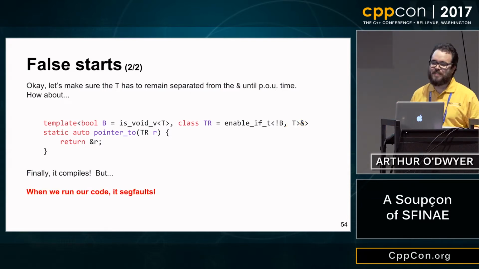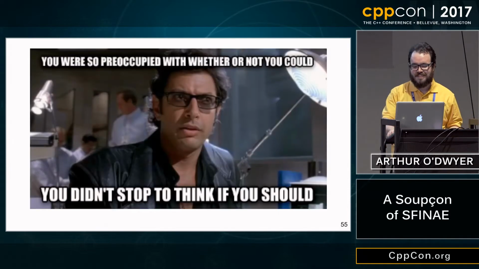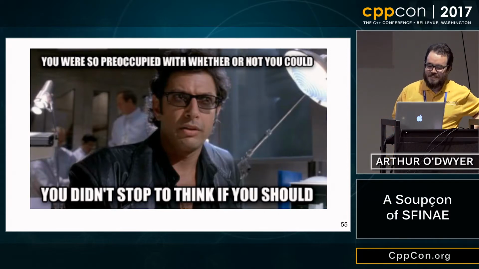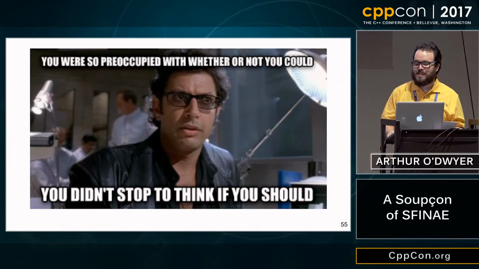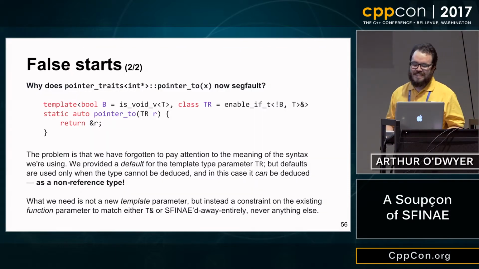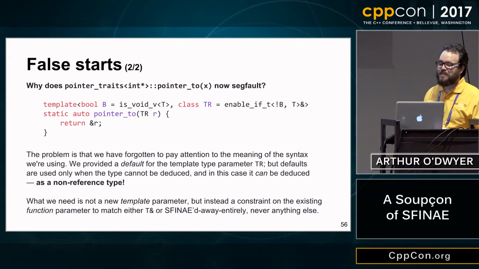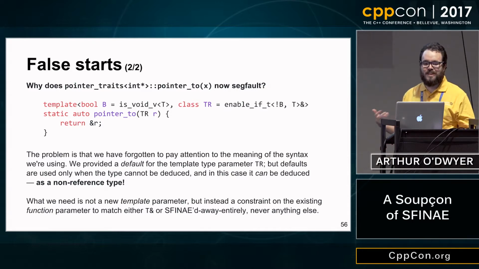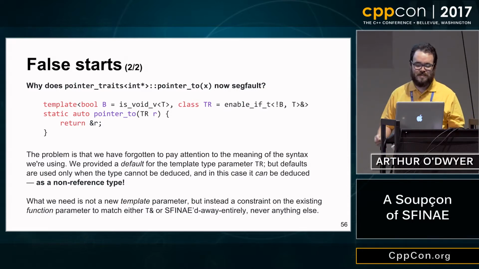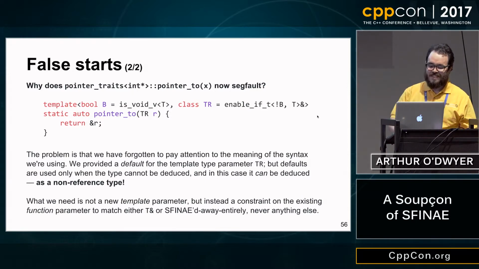When we run our code, it segfaults. We lost track of what we were actually doing other than getting the thing to compile. Now when we have pointer_traits of a non-void pointer type, and we try to call pointer_to on the address of a variable like x, we get a segfault. We've forgotten to pay attention to the meaning of the syntax we're using.